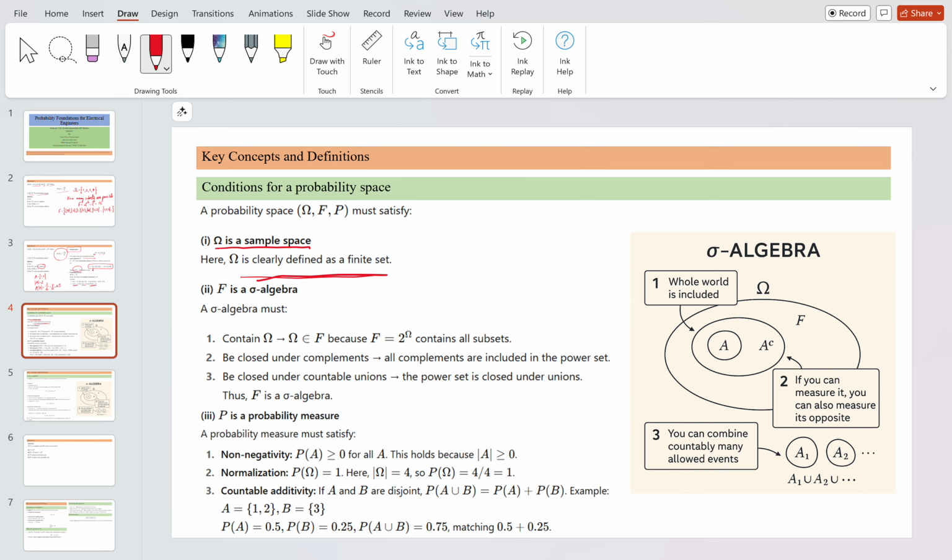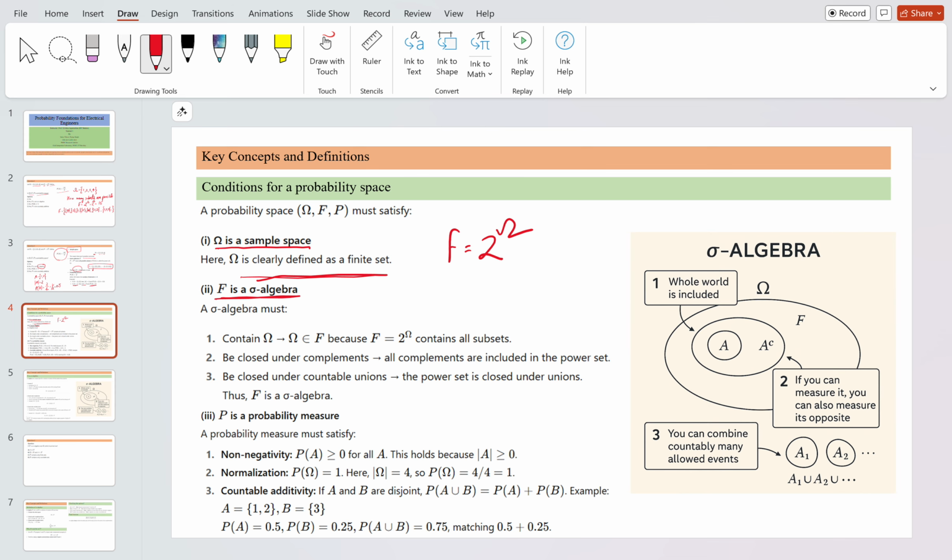The second test is the sigma algebra: whether the function being defined, F equal to 2 to the power omega, is actually a sigma algebra or not. There are three criteria to check whether a function is a sigma algebra or not. First, omega, which is a set, should also belong to F. F is the major set, and this omega is one of its members.